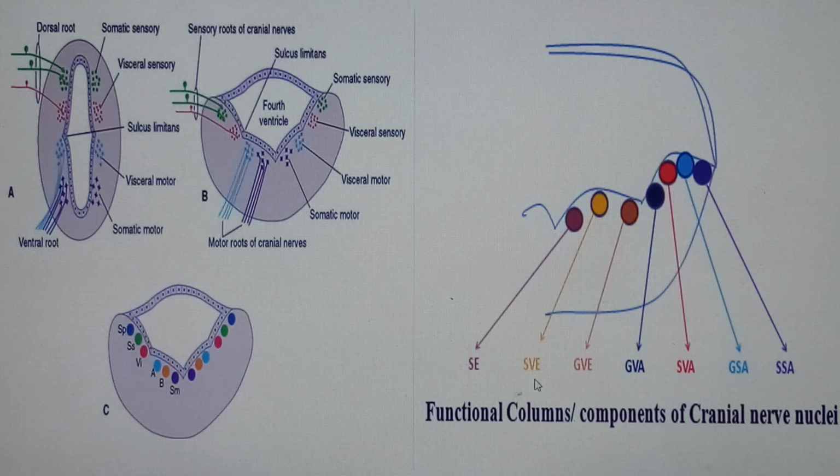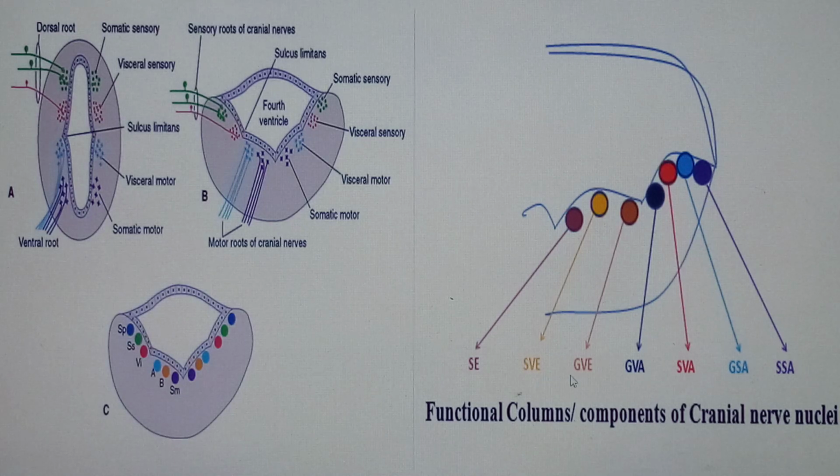And of course the second column is SVE. And my friends, the key word that you should know about this one is special visceral. So a special visceral is in the efferent group. And one thing I told you about special visceral is that it is also supplying skeletal muscles. But what skeletal muscles are we talking about? They are skeletal muscles derived from the pharyngeal arches. That's why I told you that this special visceral efferent column can also be called branchial efferent. That's an important thing that I want you to know.